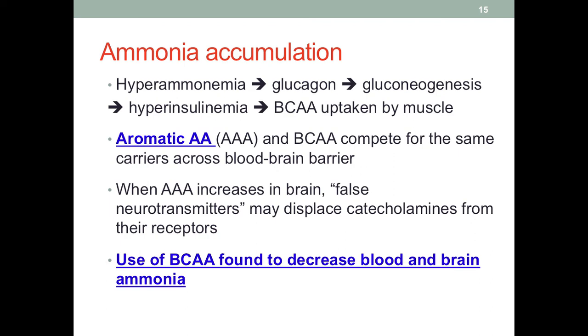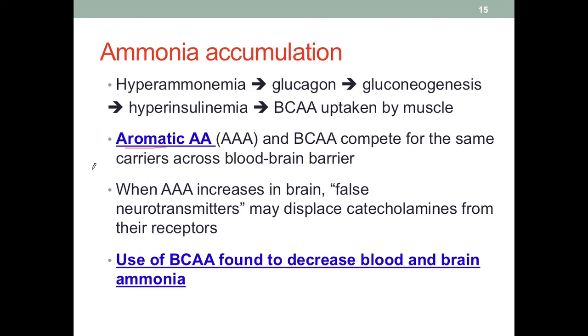However, with the increased uptake of BCAA by the muscle, then the aromatic amino acids have less competition from the BCAA, thus leading to more aromatic amino acids in the brain. This will lead to the false transmitter production that can eventually displace the catecholamines, which are the normal neurotransmitters, from the receptors. This in turn will cause the encephalopathy.